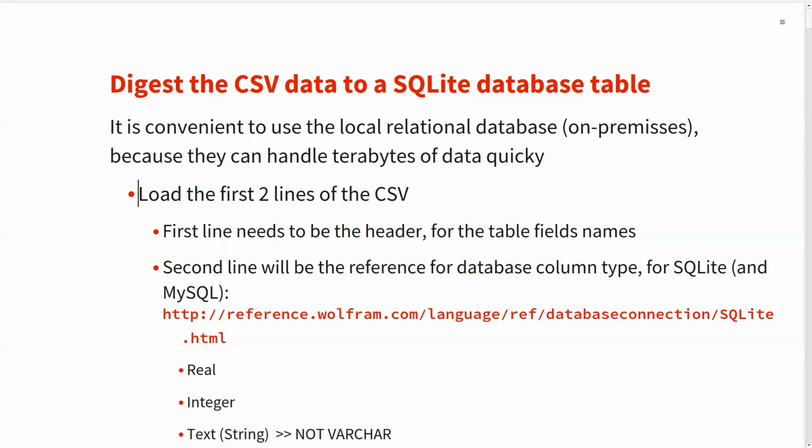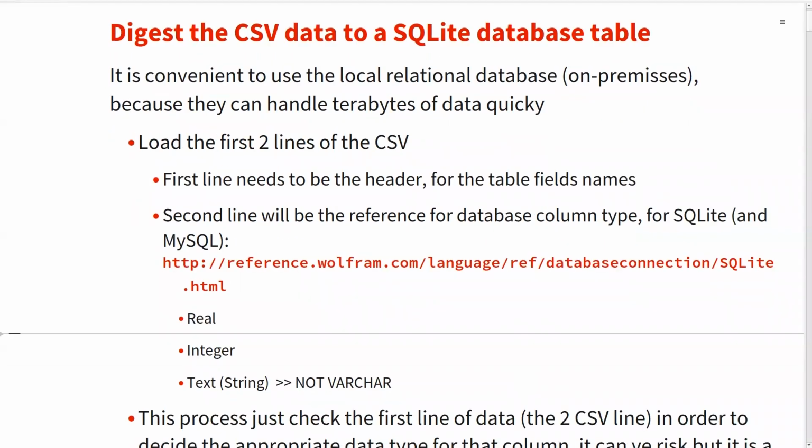The first line, I will get the name, the header, to use as a database field name. And the second line, I will use to understand what are the types of fields we have in that table, in those columns, in the text file. What we have been doing is using 3 types of data, okay? The real, integer, and text, not varchar.